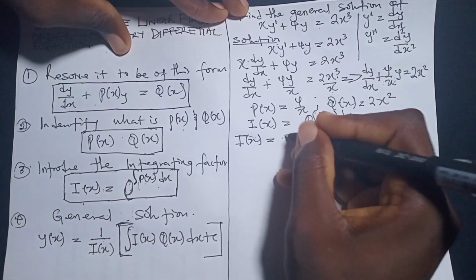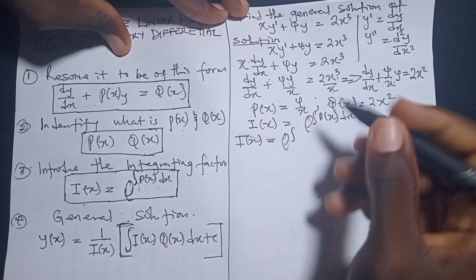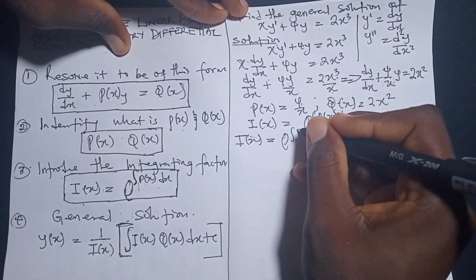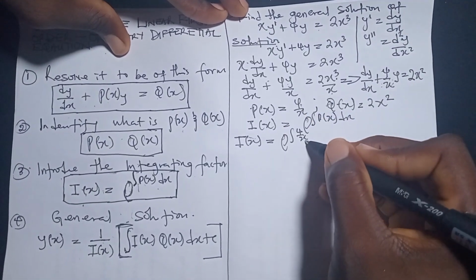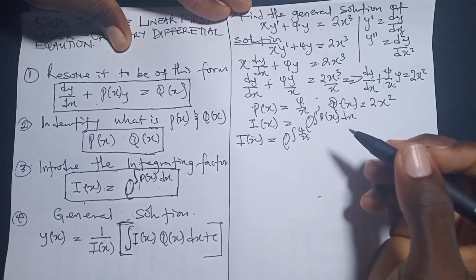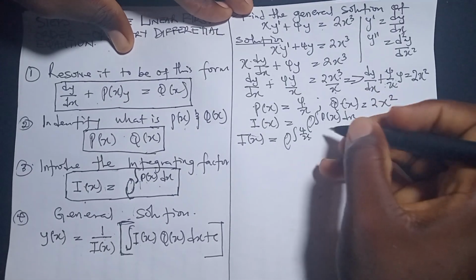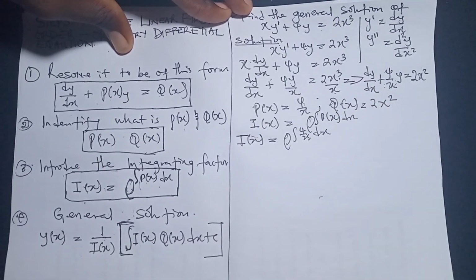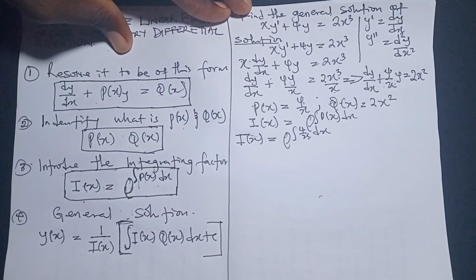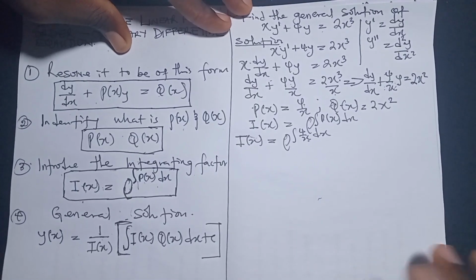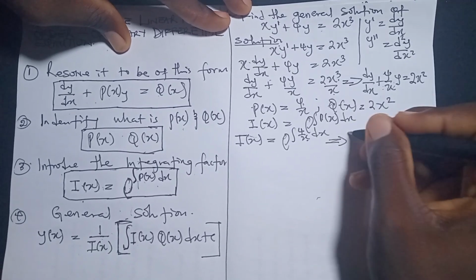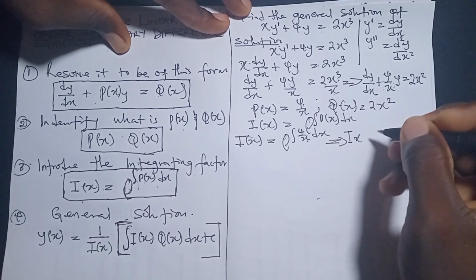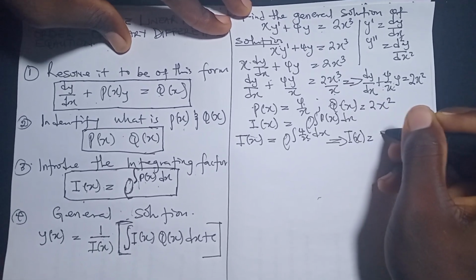So now, what is the value for p of x? The value for p of x, so we have exponential here, integral. Value for p of x is what? 4 over x. So yeah, we have 4 over x, 4 over x dx. Now 4 over x dx, this is equal to I of x is equal to exponential.